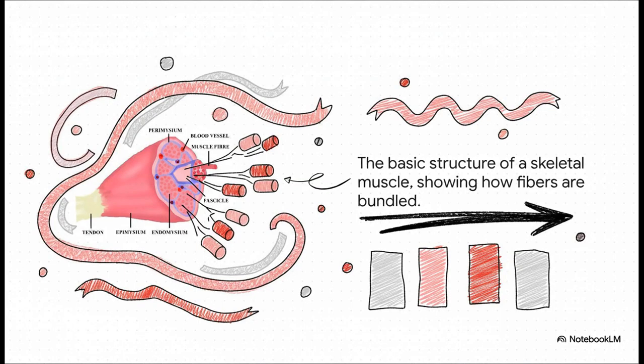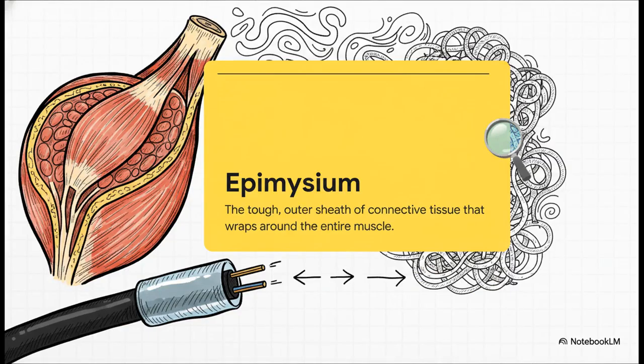All right, so here is our map. This diagram shows a cross-section of a skeletal muscle, and it's the perfect way to visualize that big rope idea. So let's start peeling back the layers one by one. First up, on the very, very outside, you've got the epimysium. Think of it as this tough, protective jacket of connective tissue that wraps around the entire muscle, kind of like the plastic casing on a huge electrical cable.